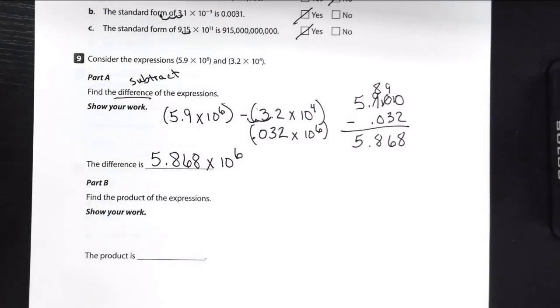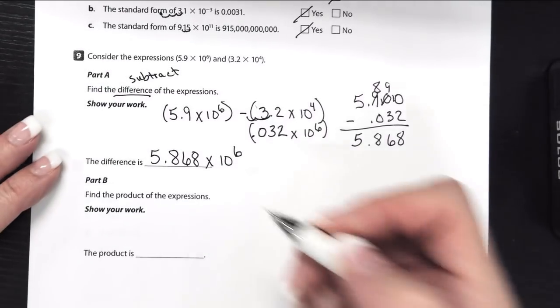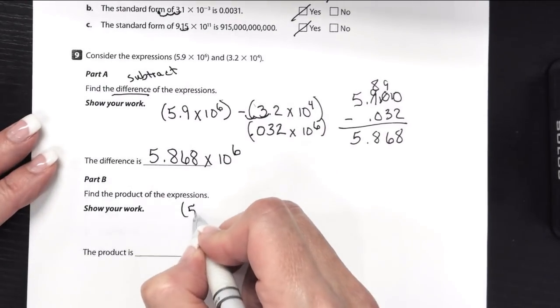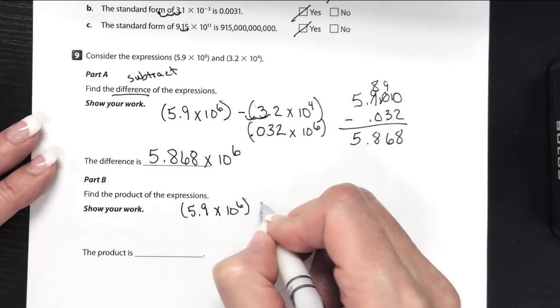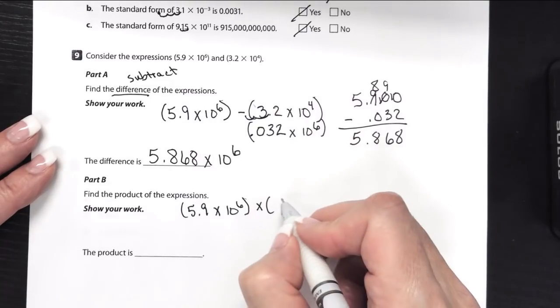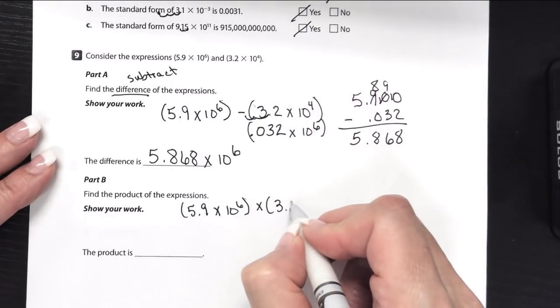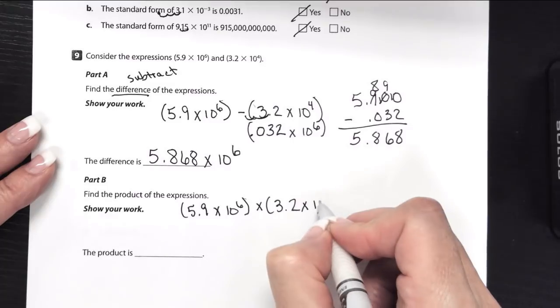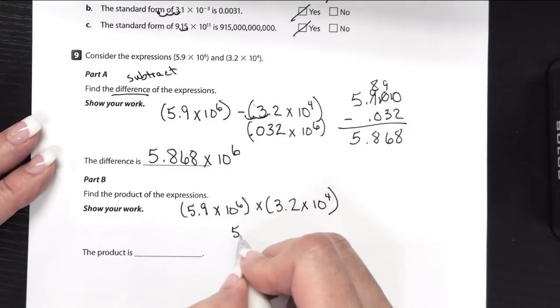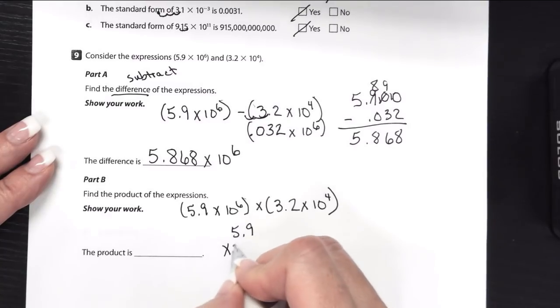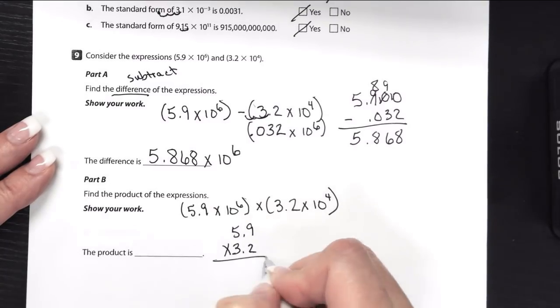All right, B says find the product of the expression. So now we're just multiplying. We don't care that the exponents don't match. They don't have to match, because our rule when multiplying exponents with the same base is just to add the exponents. So all I need to do is multiply 5.9 times 3.2.